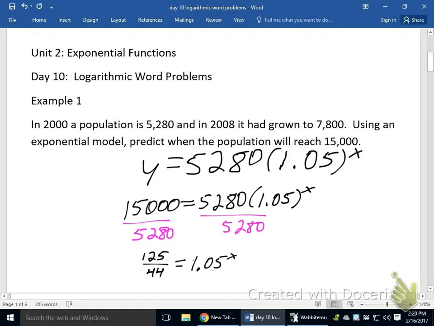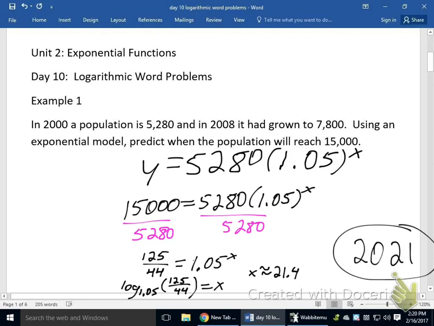Now to finish solving for x, this is where I use a logarithm. My logarithm will have a base of 1.05, and it will be of 125 over 44, and that's what equals x. Now I just got to type that in. And once I do that, I get 21.4 years. Now what that tells me is the year would be 2021. Remember, X is the number of years since 2000, the way I set it up. That wraps up the problem.